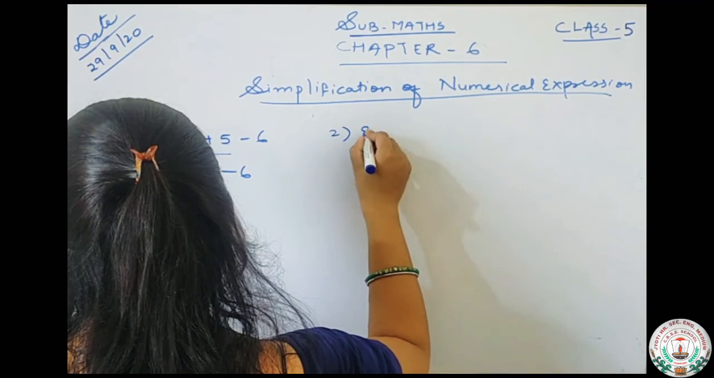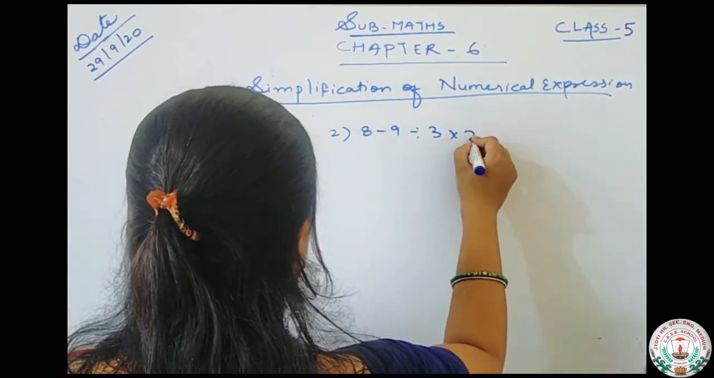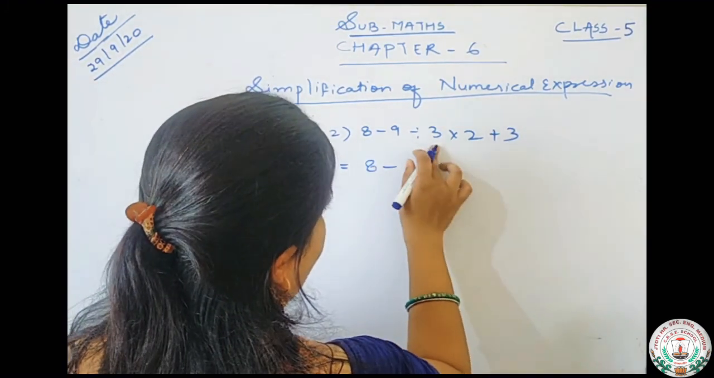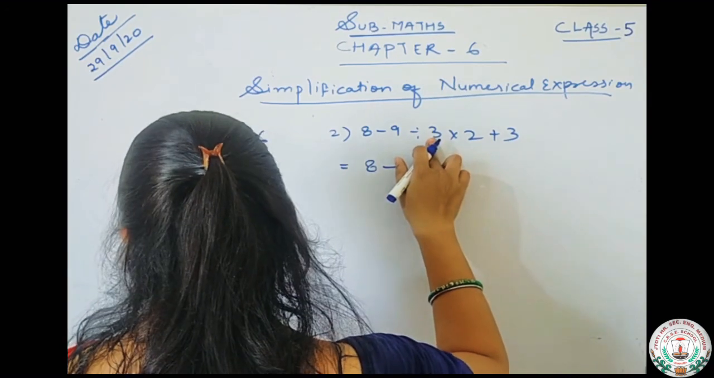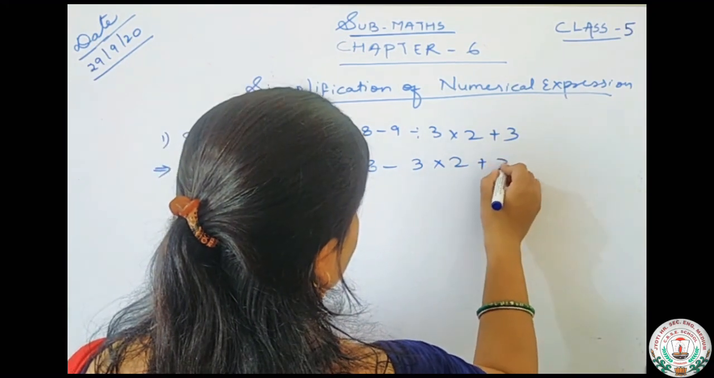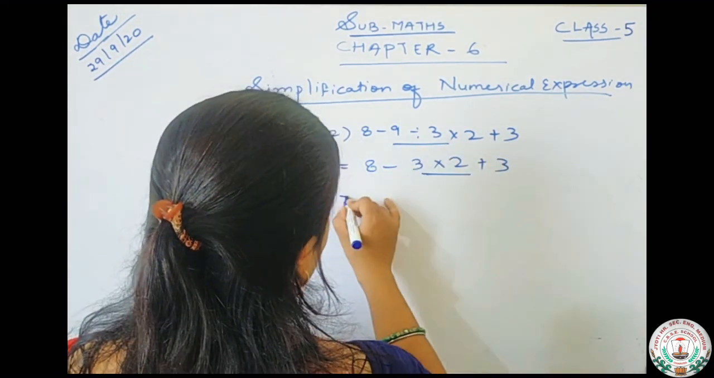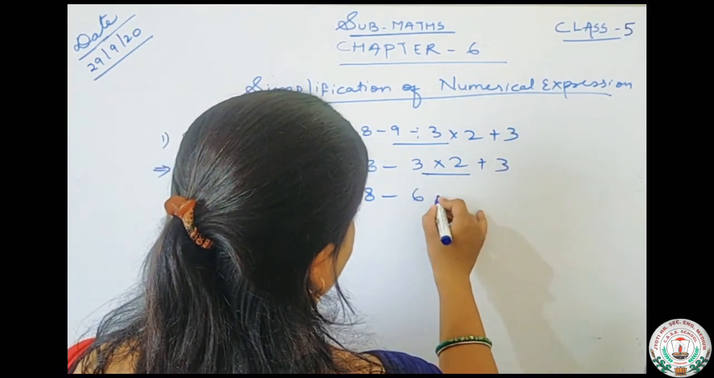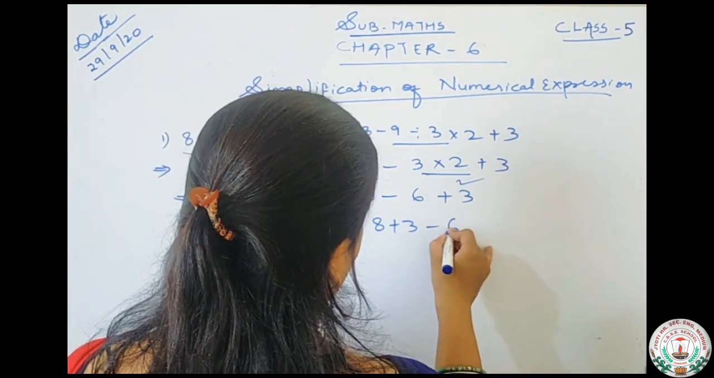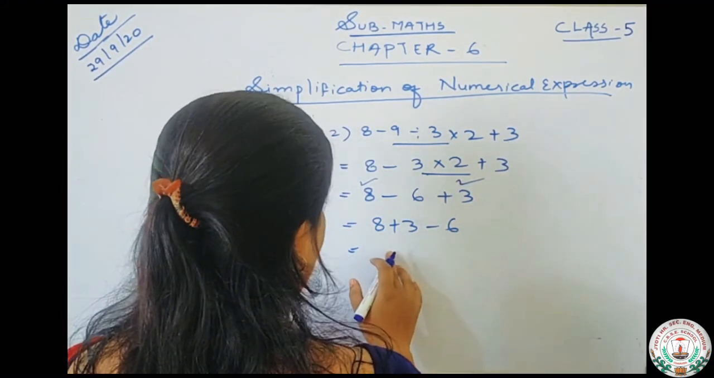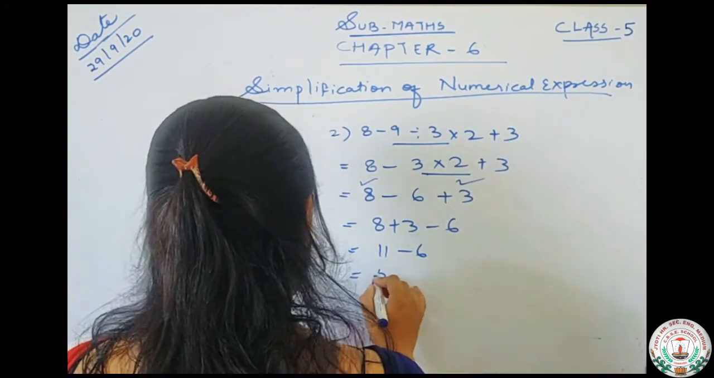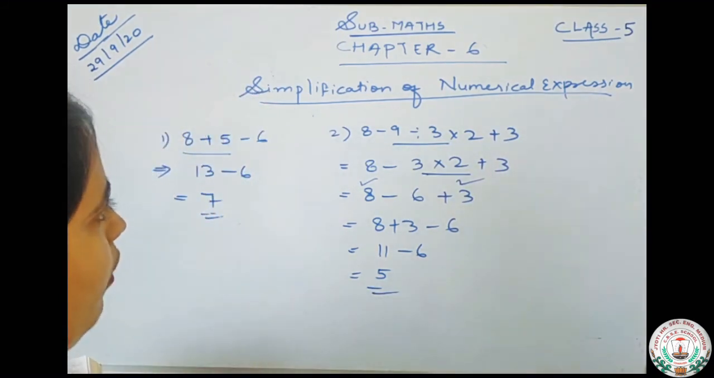Next is 8 minus 9 divided by 3 into 2 plus 3. Now here division is given first. So you will divide this. 9 divided by 3 will be what? 3. Then 3 into 2 plus 3. Then multiply this. 8 minus 3 2s are 6 plus 3. What are the addition signs here? 8 plus 3 you will add and then subtract. 8 plus 3 is 11. 11 minus 6, which is 5. Okay. So like this you have to solve.